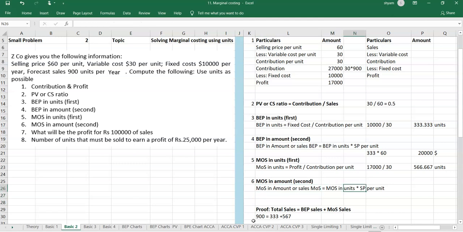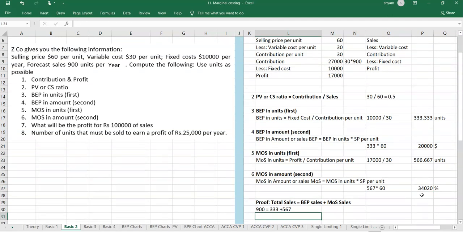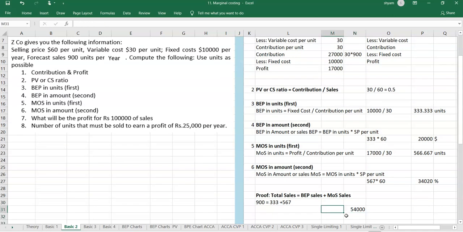Let's get this answer. So MOS in amount would be, get the MOS units 567 into the selling price. Selling price is 60. So if you multiply, you will get the answer. Okay. See, in this way also you can add and get the answer. What's the total sales? Total sales for this company would be 60 into 900. So how much does it come to? 60 into 900. So that actually comes to 54,000. So you can say 54,000 of sales amount is equal to 20,000 of BEP sales plus 34,000 of MOS sales. Okay, you can also work it out like that.